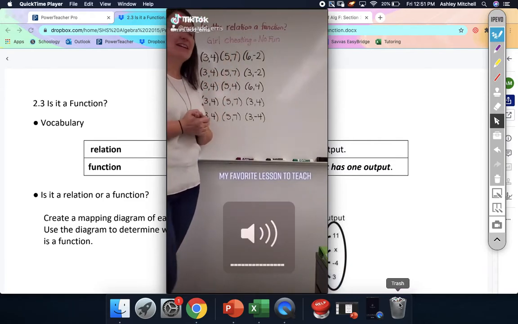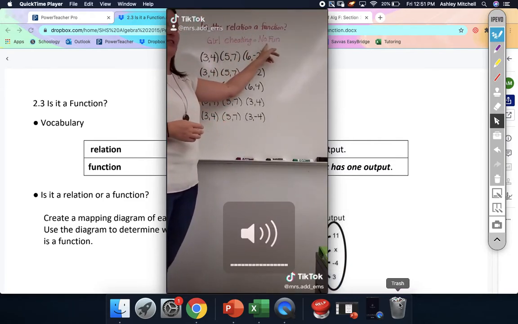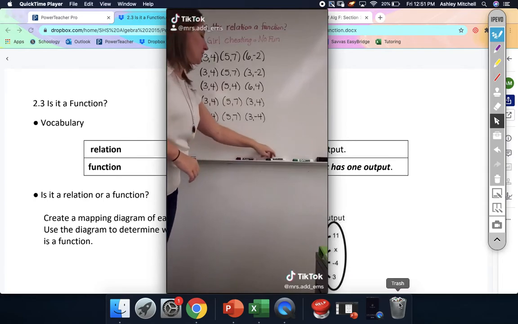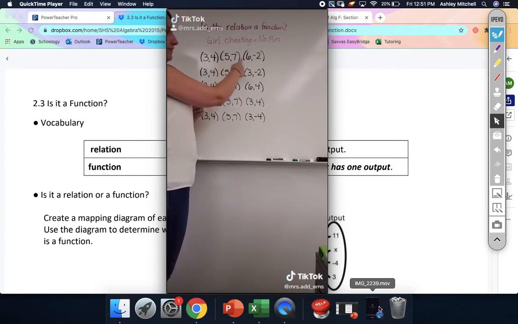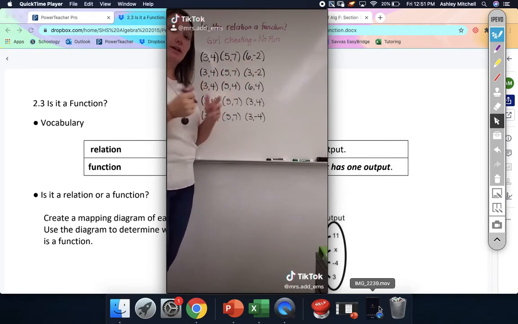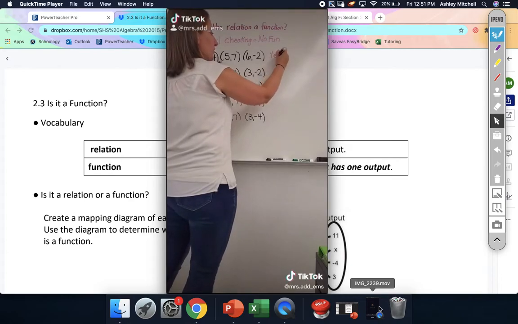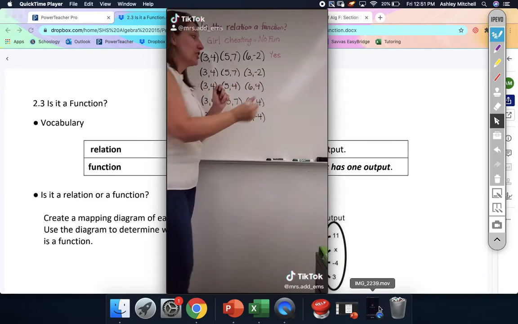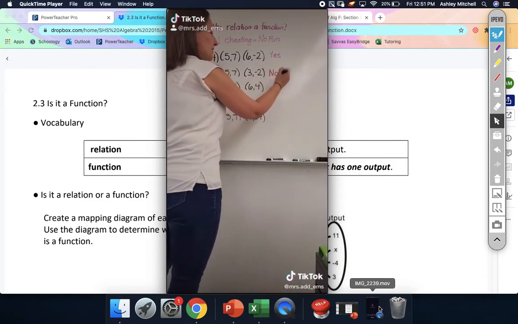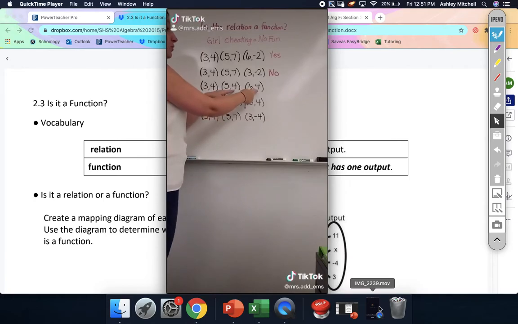Is the relation a function? All you have to do is see. If you catch a girl cheating, it's no fun, or not a function. So this first one, 3, the girl comes first. 3 is dating 4, 5 is dating 7, 6 is dating -2. You did not catch a girl cheating. This is a function. But the next week, I see 3 dating 4 and I see 3 dating -2. This girl is cheating. This is no fun, so it's not a function. We don't care that these boys are dating all these girls.